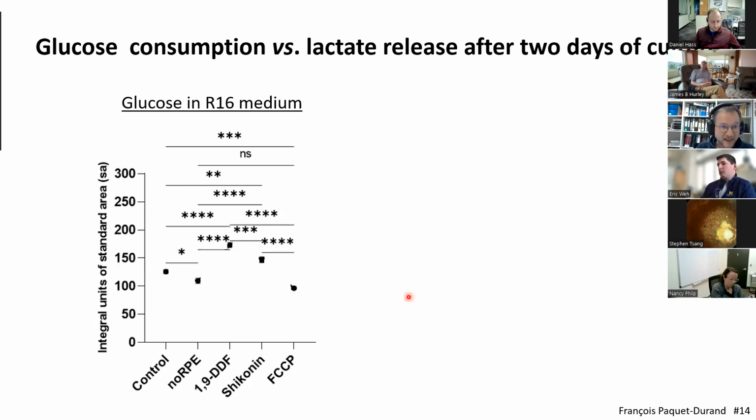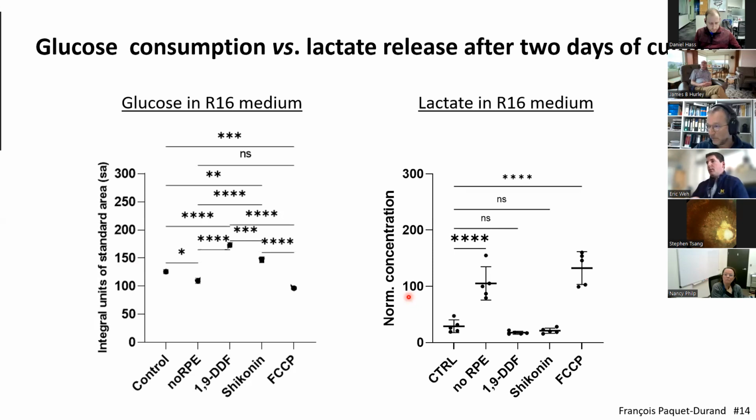We can also look at lactate, and this is perhaps more interesting. Also here, normalized concentrations. In the control, there is a little bit of lactate release, indicating some aerobic glycolysis being performed by the retina. In the no RPE condition, the lactate release increases. With the glucose transporter inhibitor, it decreases. With the PKM2 inhibitor, it decreases. With FCCP, lactate concentration rises, so indicating more glycolysis. Okay, so this is in the medium.